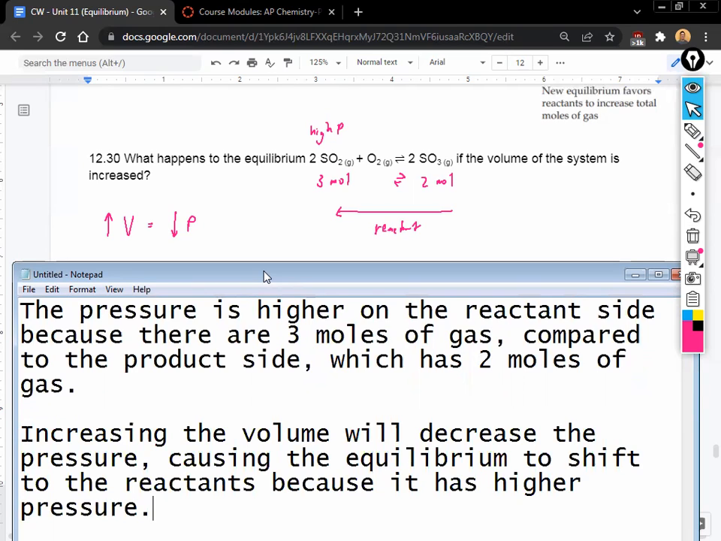Okay, so basically you just need to point out 2 things. You want to point out that the reactant side has a higher pressure because it has more moles of gas. And then you want to point out that increasing the volume will decrease the pressure. And so Le Chatelier's principle tells us it'll shift to the opposite side, and so it'll go to the reactants.